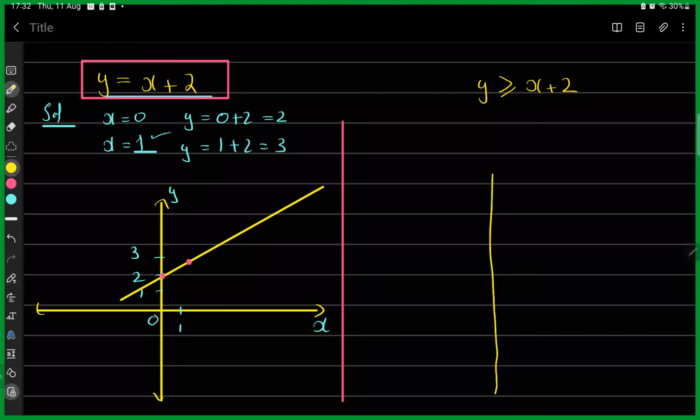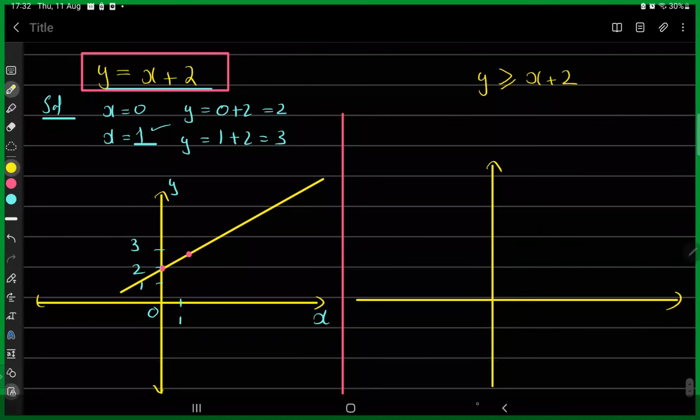Next is your inequality. So it says y is greater than or equal to x plus 2. Step 1 is to think about your corresponding equation. So think about y is equal to x plus 2. We have just made something similar. So this is going to be your line for y equals x plus 2. This is going to be 2 and that is it.